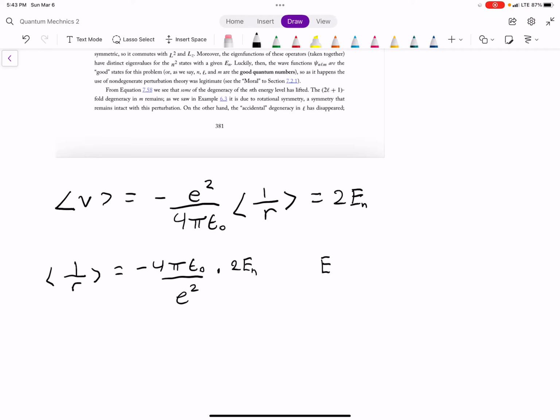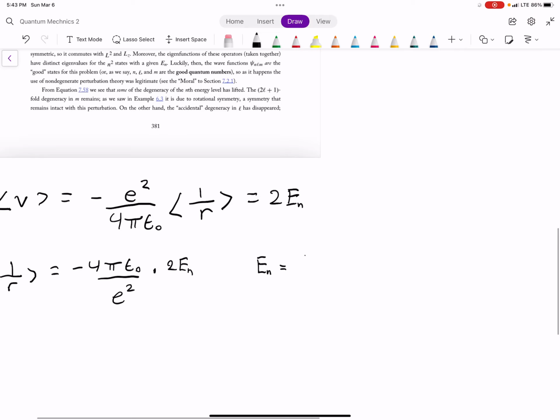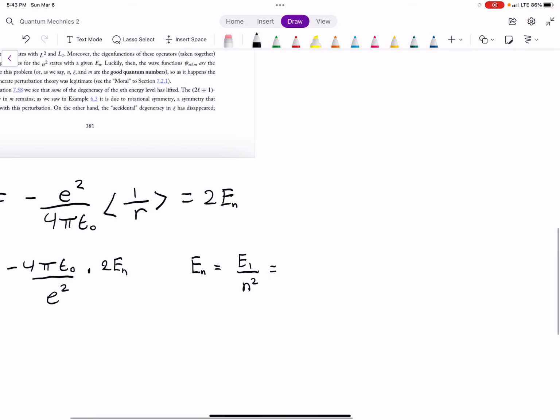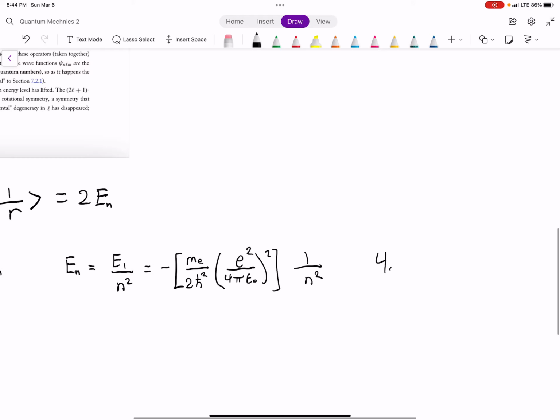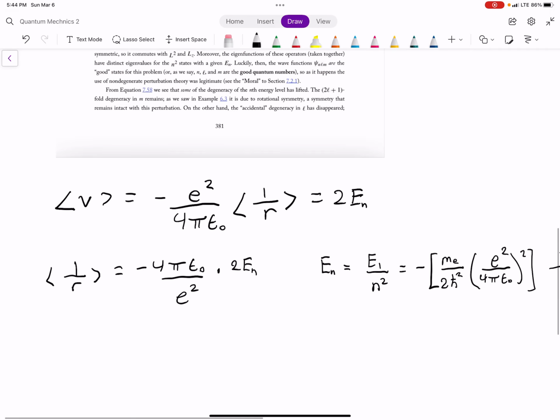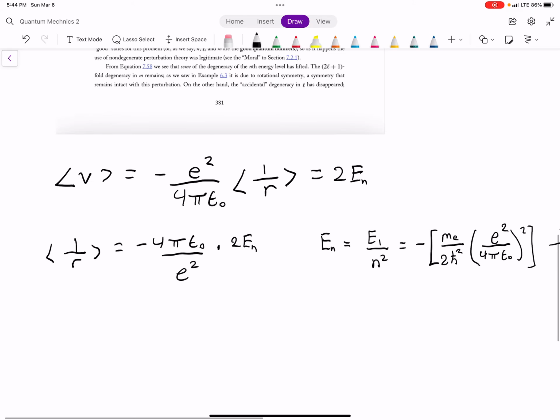Now e sub n is equal to e sub 1 over n squared. And if we plug in what e sub 1 is, that's going to be minus the mass of the electron over 2 h bar squared times the fundamental charge e squared over 4 pi epsilon naught, squared, times 1 over n squared. So this is equation 4.70. We're going to use that equation, and we can plug that in for our e sub n here.